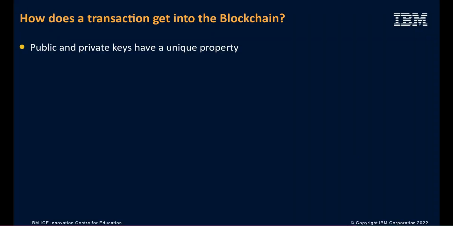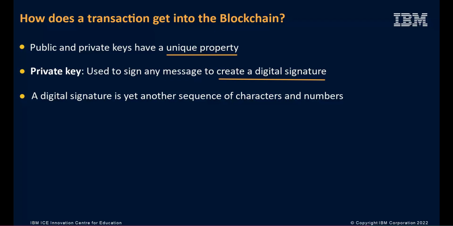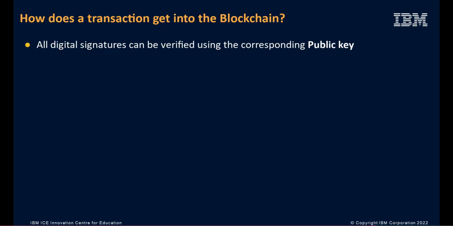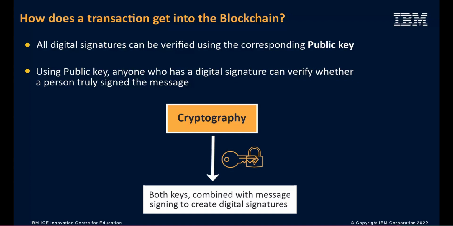Both public and private keys have unique properties. The private key can be used to sign any message to create a digital signature. A digital signature is yet another sequence of characters and numbers. But there's a catch. All digital signatures can be verified using the corresponding public key. This means anyone who has a digital signature can verify whether a person truly signed the message using the signer's public key. These keys, combined with message signing to create digital signatures, can be called the cryptography in blockchains.